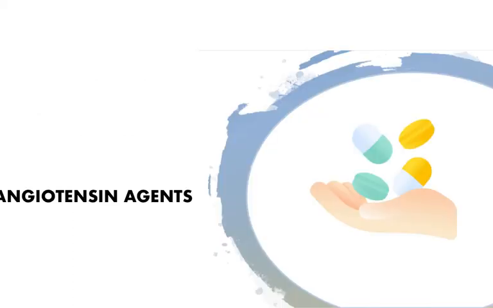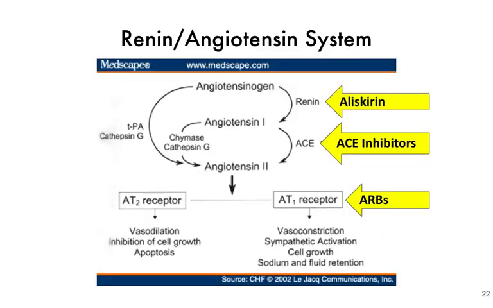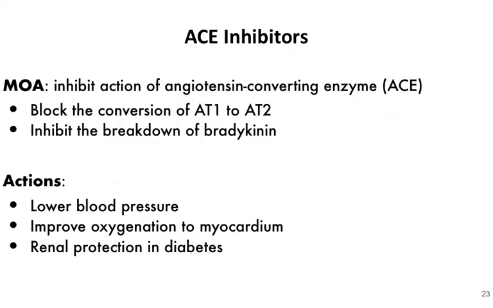All right, now that we've talked about diuretics, let's move on to the angiotensin agents. The renin-angiotensin system is complex, it is multi-system, and it has multiple entry points where drugs can make an intervention to affect blood pressure. Let's first talk about ACE inhibitors.